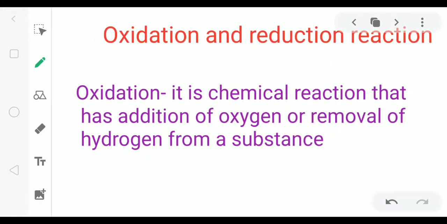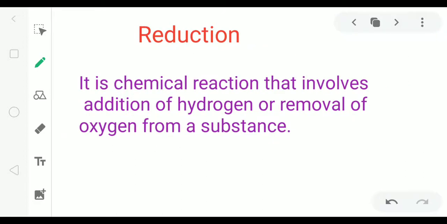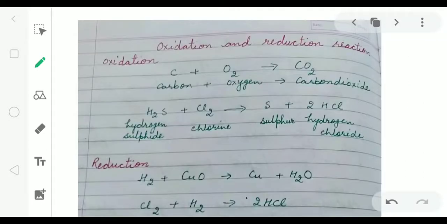Oxidation and reduction reaction. First, oxidation reaction. It is chemical reaction that has addition of oxygen or removal of hydrogen from a substance. For example, carbon and oxygen react to form carbon dioxide. So there is addition of oxygen. Oxygen is getting added in the carbon, so it is oxidation reaction.